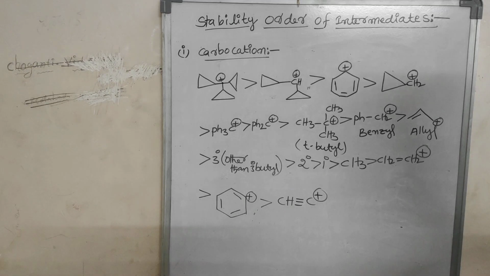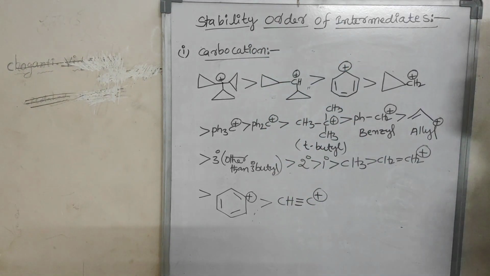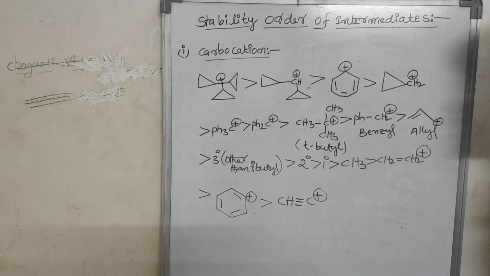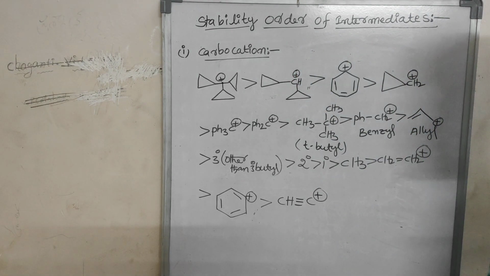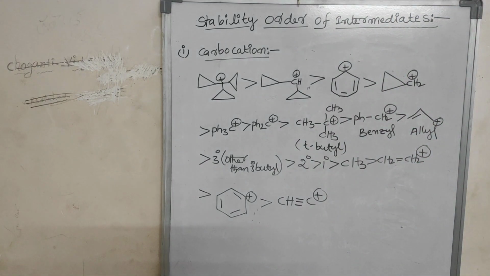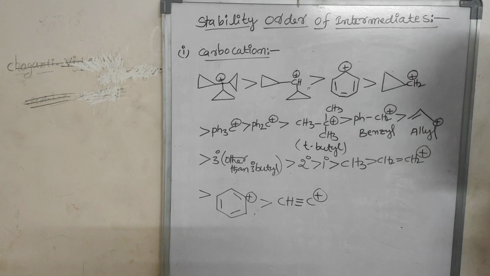Good morning friends. Today we are going to discuss the stability order of intermediates. In the previous video we discussed the types of intermediates. They are carbocations, carbanions, free radicals, carbenes, and nitrenes. These are all types of reagents. Today we are going to discuss the stability order for them.